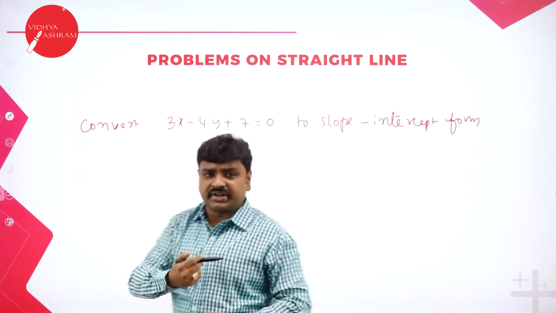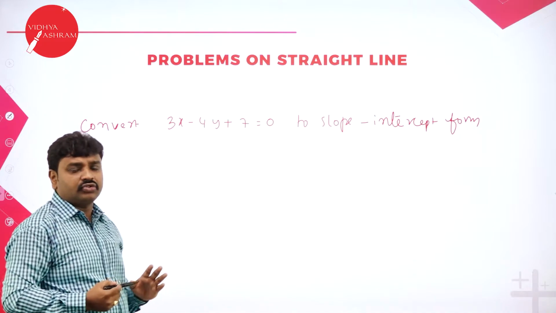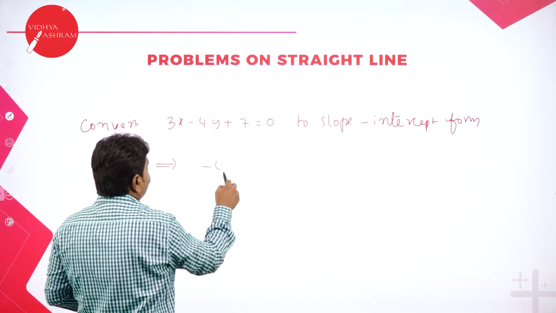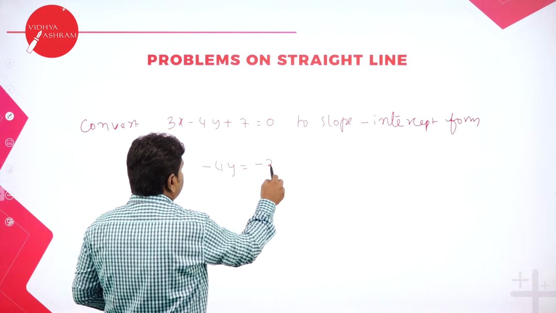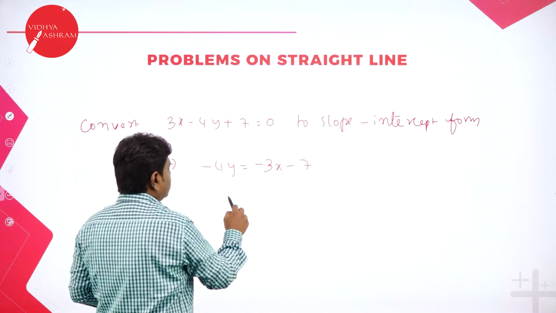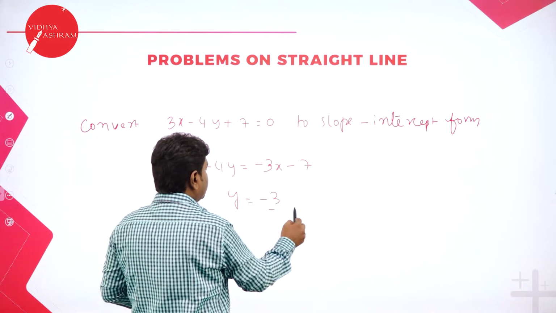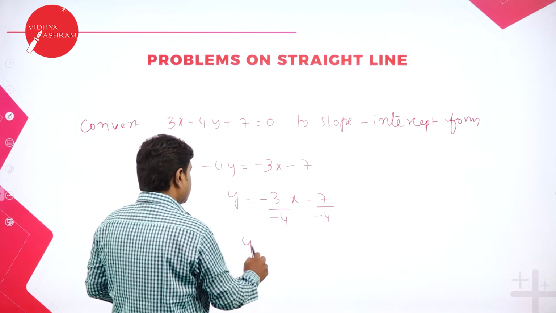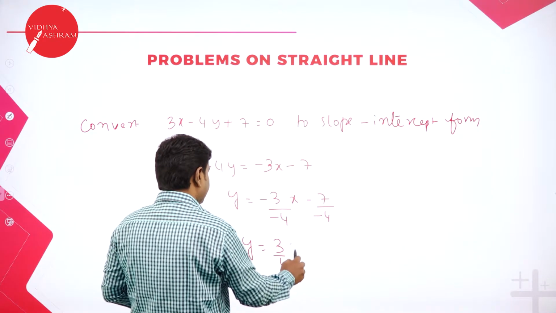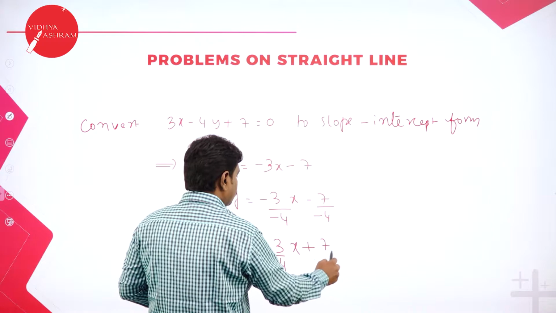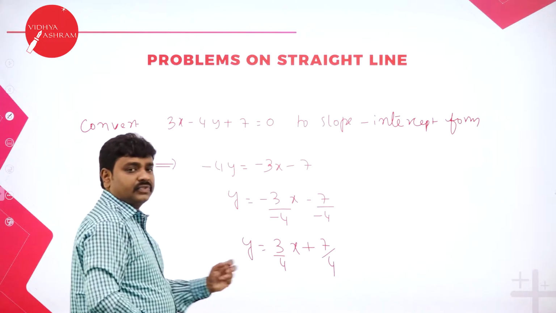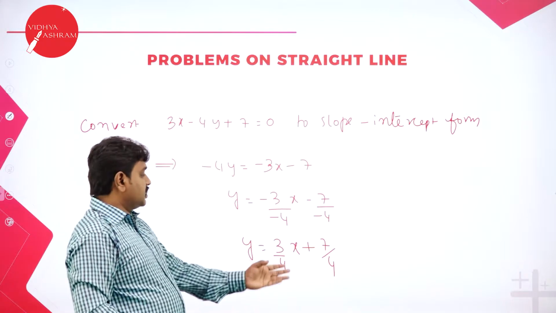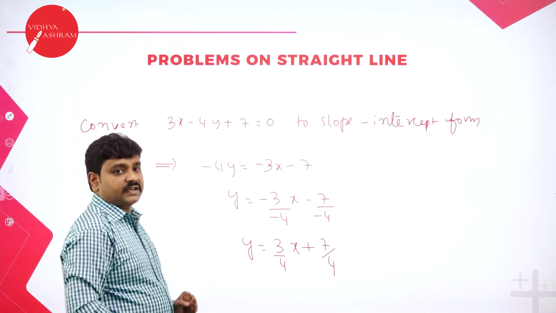So same thing we have done right now. So how to find slope intercept form? Rearrange. So that implies I'll take minus 4y is equal to minus 3x minus 7. Further I can write y is equal to minus 3 by minus 4 x minus 7 by minus 4, or further I can write 3 by 4 x plus 7 by 4. Now this is in slope intercept form, and m is equal to 3 by 4 is the slope and 7 by 4 is the y-intercept.